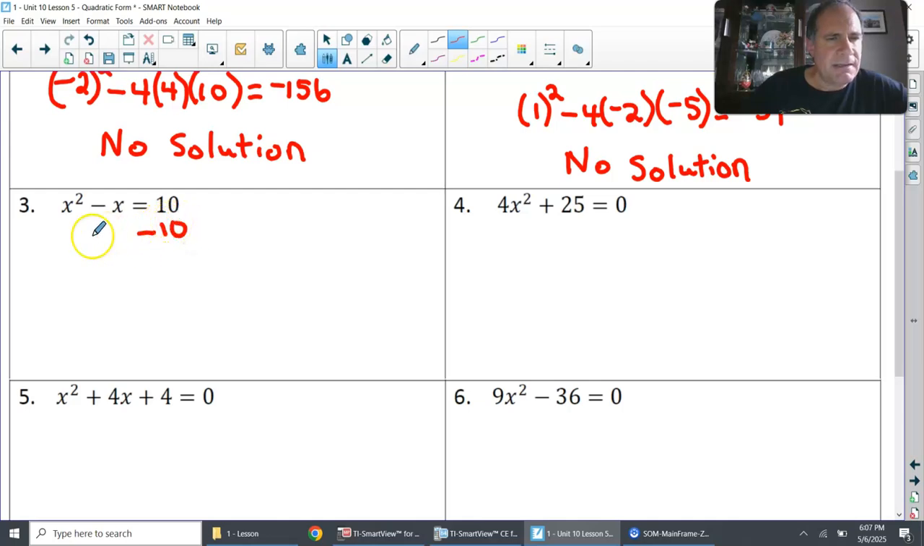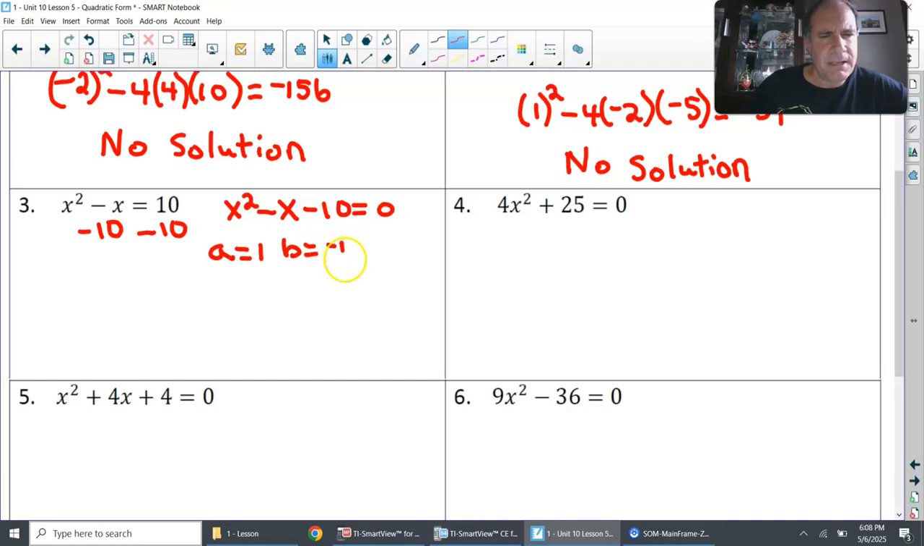You must get this in standard form first. So I'm just going to rewrite it. x squared minus x minus 10 equals 0. Then underneath it, I'm going to put a equals 1, b equals negative 1, and c equals negative 10.